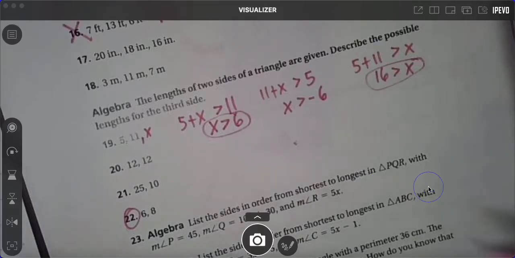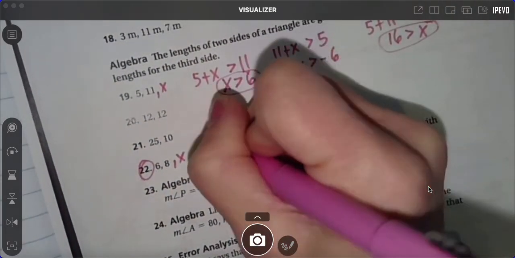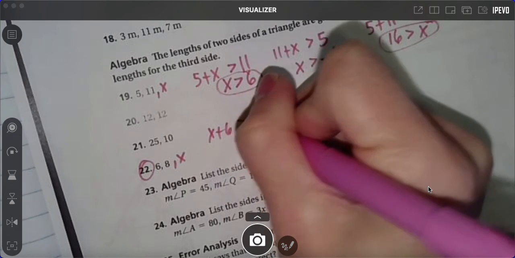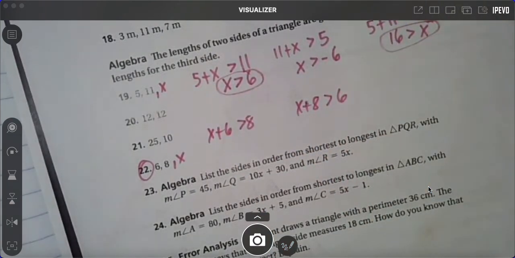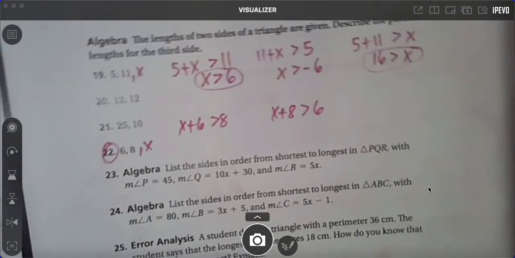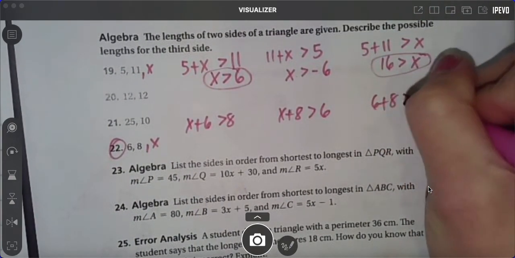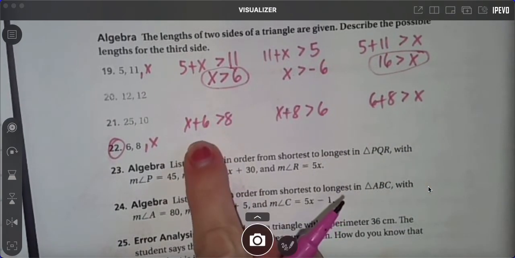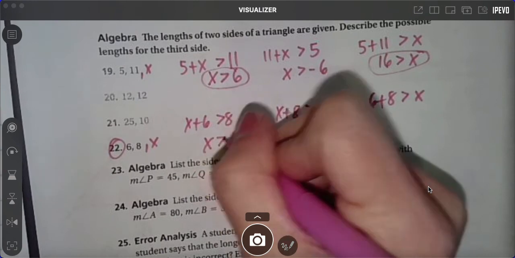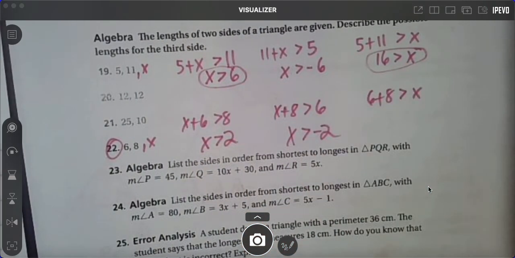So if you set them up, I would say, okay, my other number was x. So x plus 6 is greater than 8. x plus 8 is greater than 6. If you put your number first, that's fine. And then I would say the last one, 6 plus 8 is greater than x. That one's actually my less than sign. So if I subtract 6, I get bigger than 2. If I subtract 8, I'm bigger than negative 2.